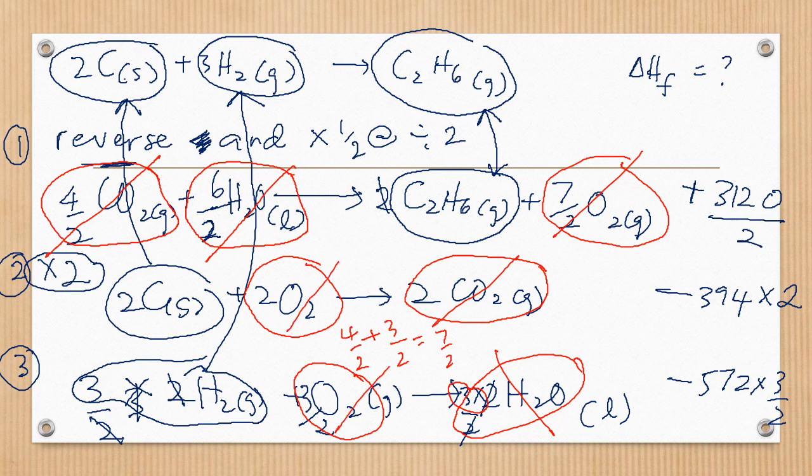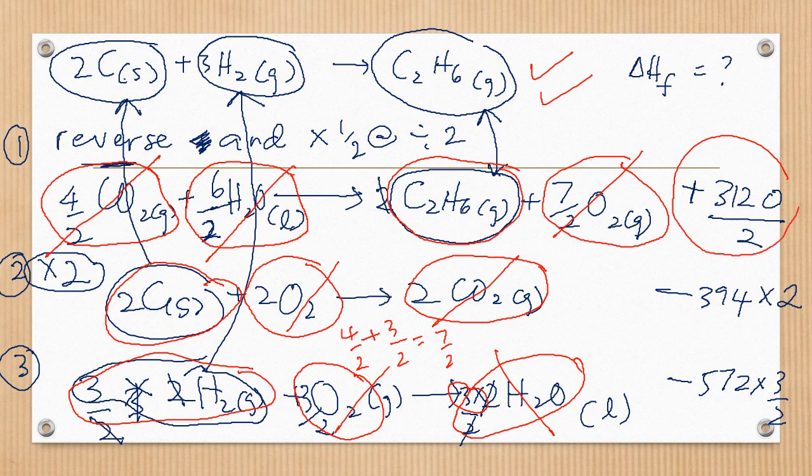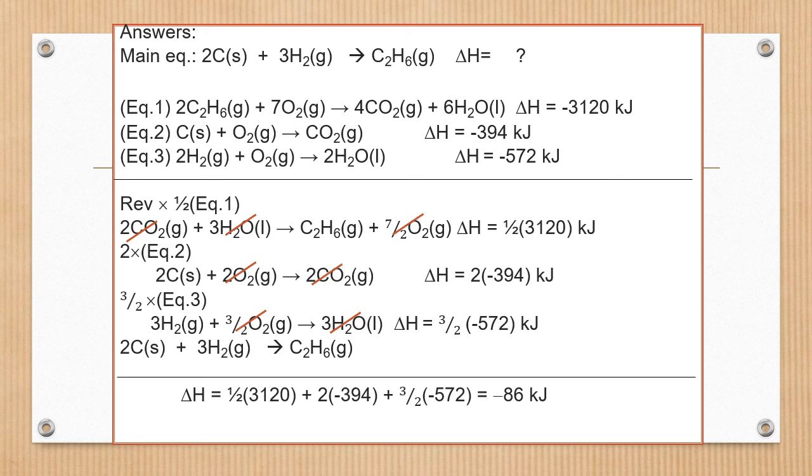So finally, we are able to get this 1, 2, and 3, just like this formation. So you press your calculator for this: 3120 divided by 2 plus negative 394 times 2 plus negative 572 times 3 over 2. Please make sure you press the calculator correctly. So, what is your answer? The answer is negative 86 kilojoules.